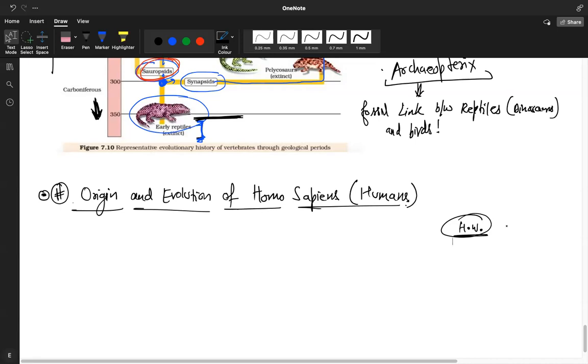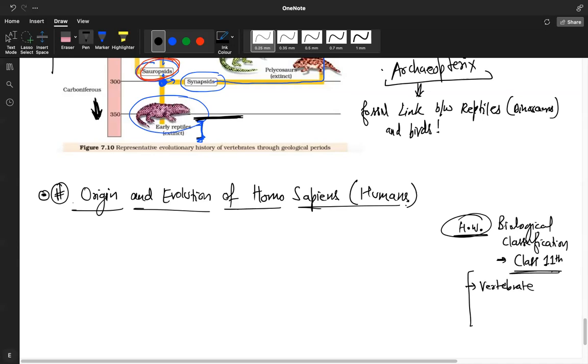Okay, so you have to go to the Biological Classification chapter. Write down this homework first. Biological Classification, class 11th, and read about vertebrate classification. Okay, you do this, everyone. This is your homework. Yes, sir.